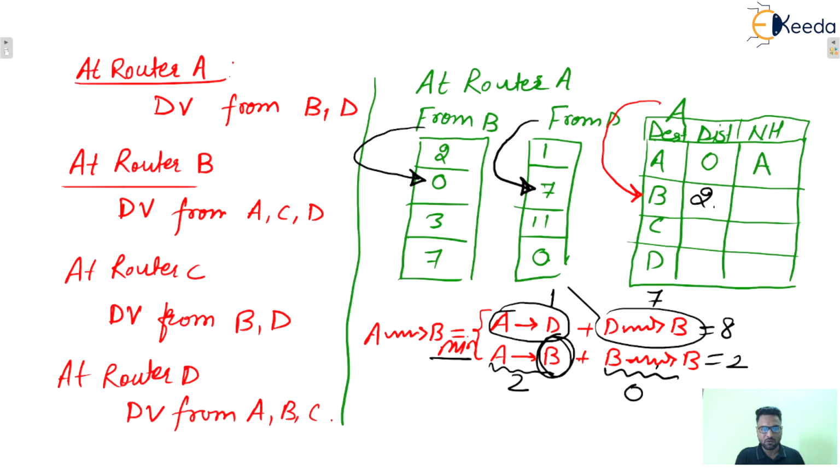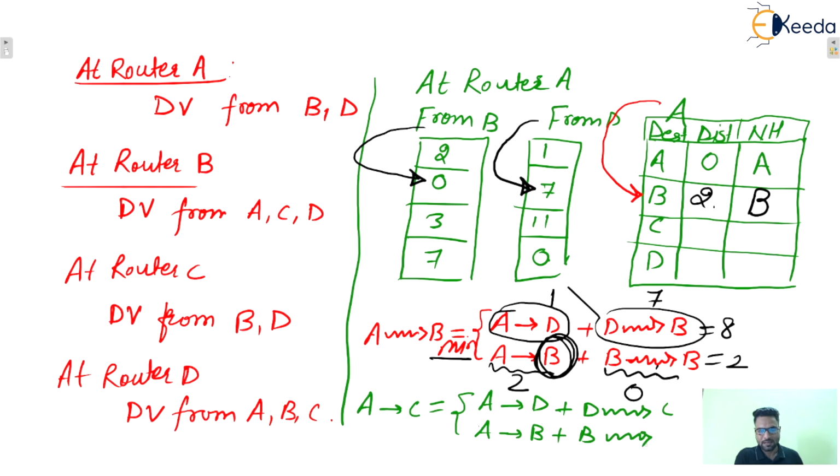Via B, we are going via B, so the next stop will be B only, isn't it? Similarly, if we want to calculate the distance from A to C, how do we get from A to C? The first possibility is we can go from A to D, then D to C, or A to B plus B to C.